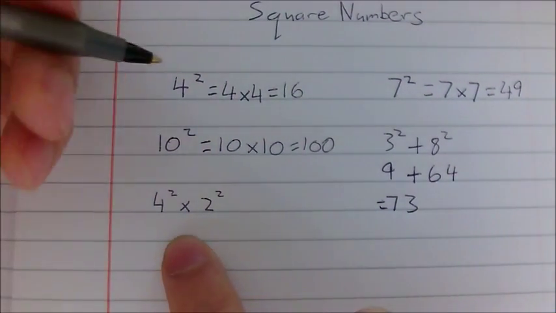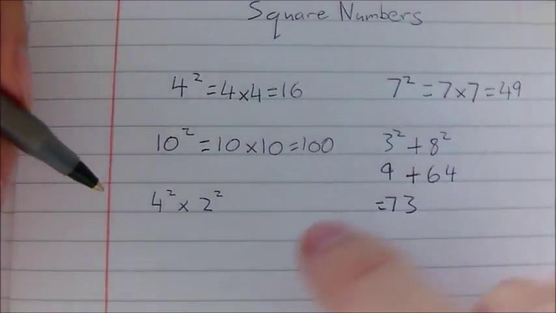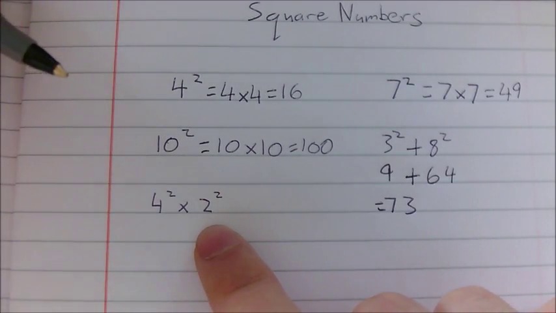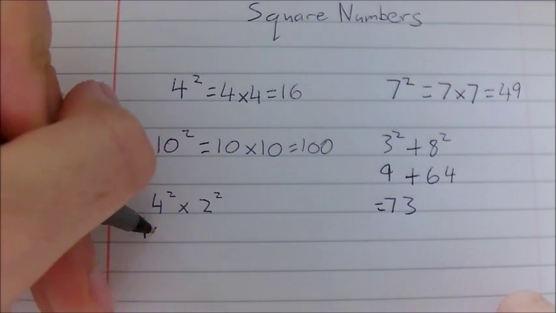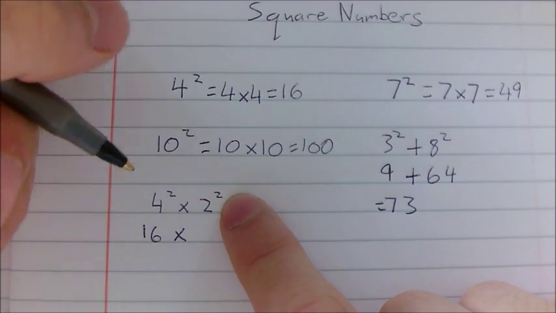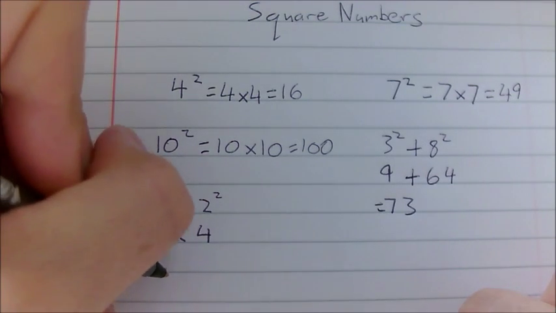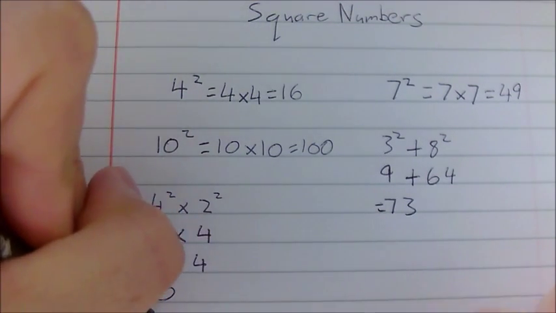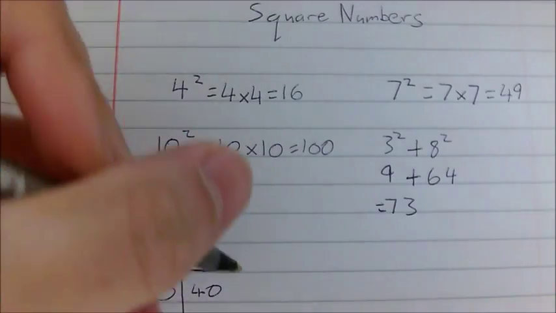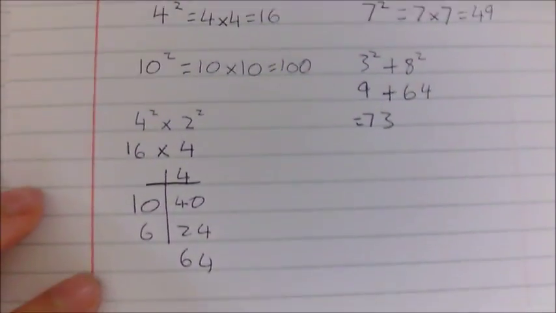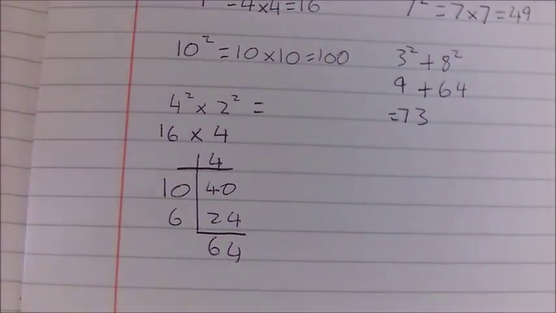And here, on a simple scale level, this is 4 squared multiplied by 2 squared, so you just work out 4 squared and multiply by whatever 2 squared is. So 4 squared is 4 times 4, which is 16, multiplied by 2 times 2, which is 4. So 4 times 16, I better show the working out for this. So that's 40, that's 24. You add them together, you get 64. So 4 squared multiplied by 2 squared is 64.